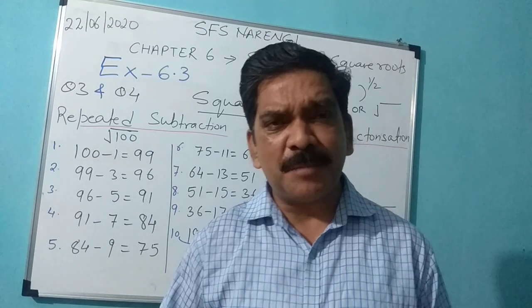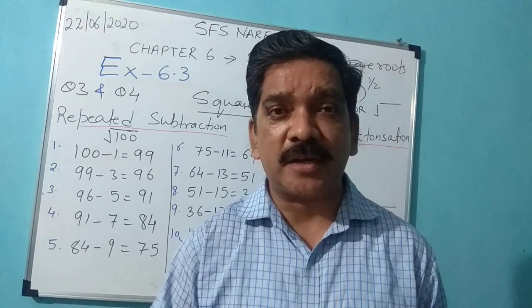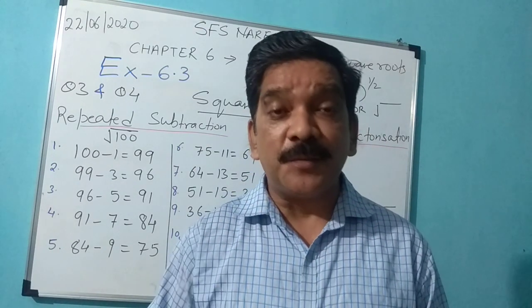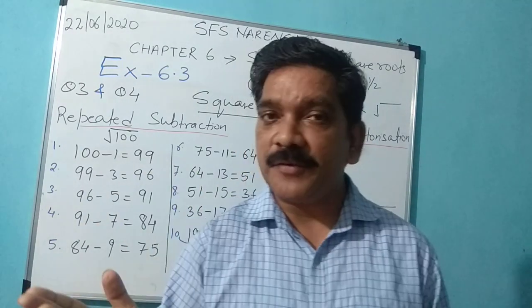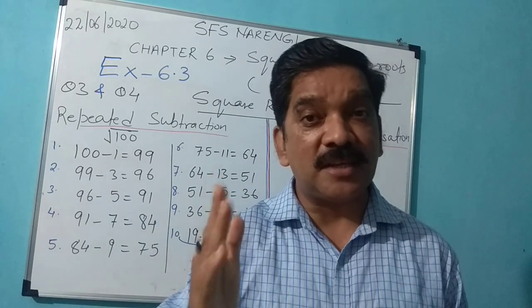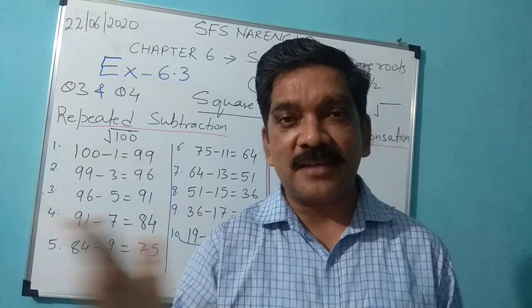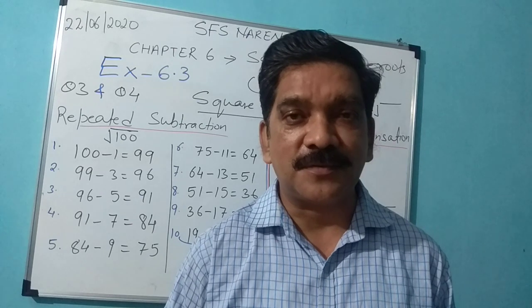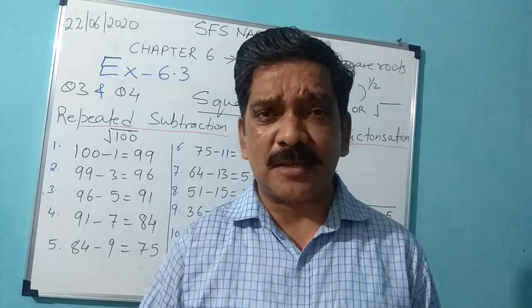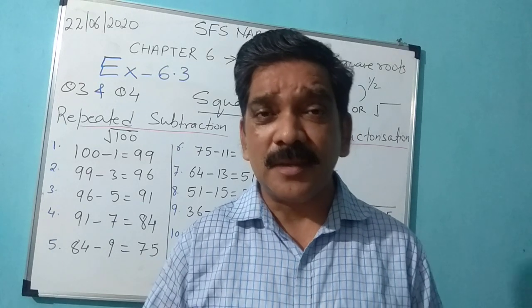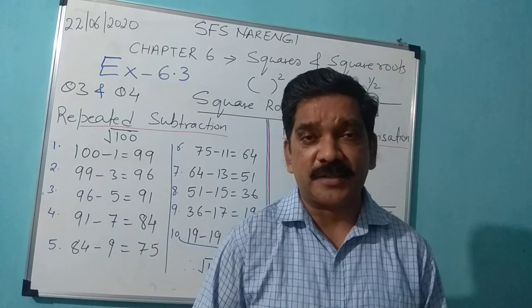Let me make a small recap of what a square is. A square means when a number is multiplied with itself. For example, 3 into 3, 4 into 4, 5 into 5. 5 into 5 is 5 square. 3 into 3 is 3 square. 3 square means 9. 5 square is 25. So this was the small recap about the squares.